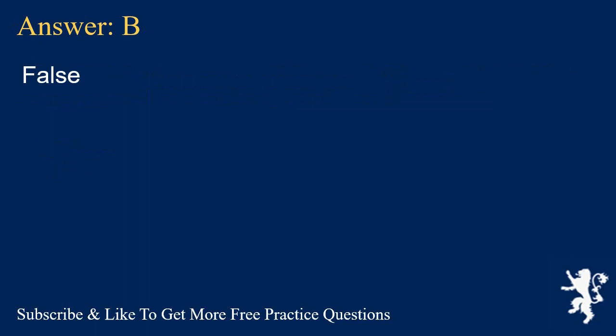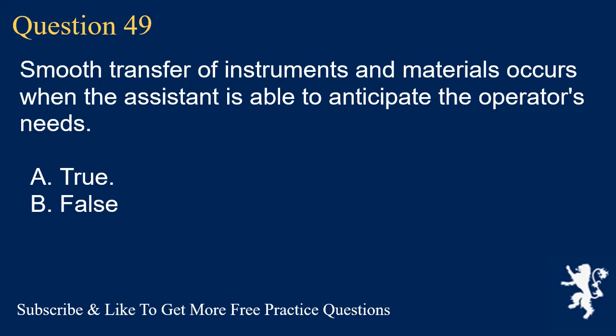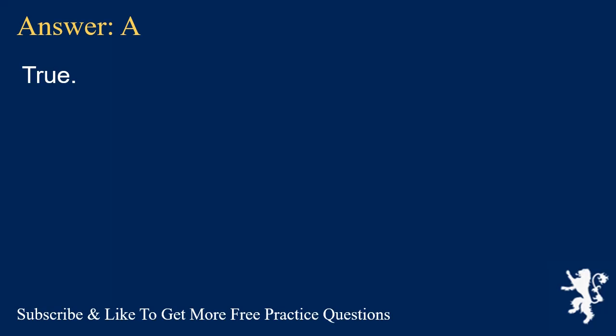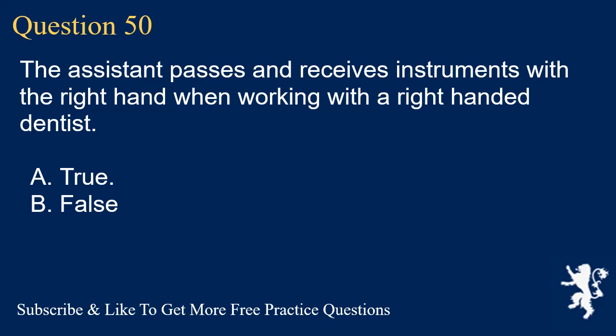Smooth transfer of instruments and materials occurs when the assistant is able to anticipate the operator's needs. A. True. B. False. Answer: A. True. Question 50. The assistant passes and receives instruments with the right hand when working with a right-handed dentist. A. True. B. False. Answer: B. False.